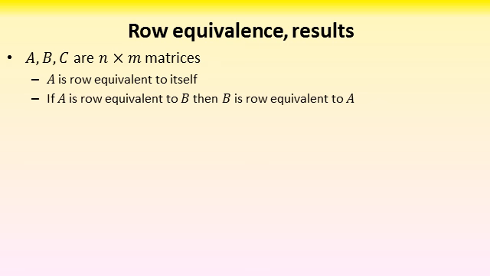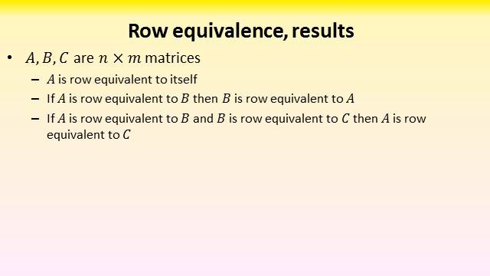And finally, if A is row equivalent to B and B is row equivalent to C, then A must be row equivalent to C. It's called transitivity. Again, the basic idea is that to go from A to C, you first take all the elementary matrices that you need to go from A to B, and in front of those you stick all the elementary matrices that you need to go from B to C. And that will take you from A to C. An example later on will probably clarify this.